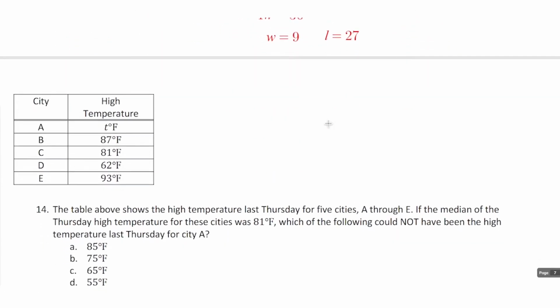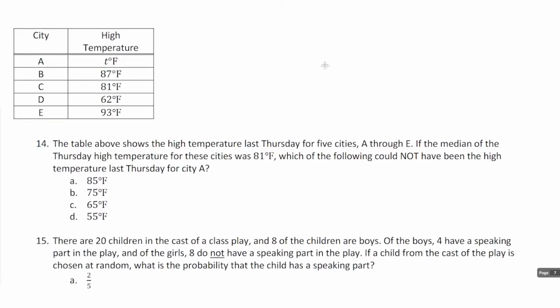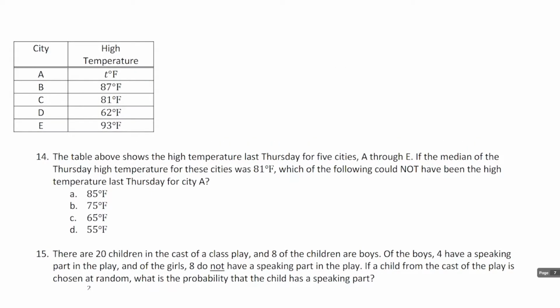Let's move on to number 14. This says, the table above shows the high temperature last Thursday for 5 cities, A through E. If the median of this Thursday high temperature for these cities was 81 degrees Fahrenheit, which of the following could not have been the high temperature last Thursday for city A?